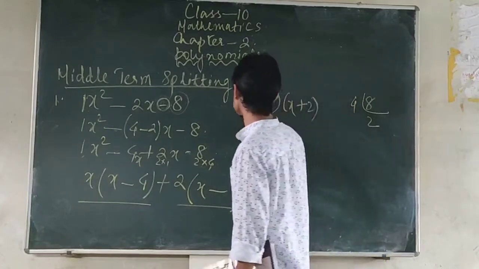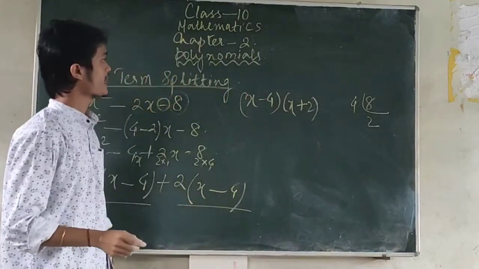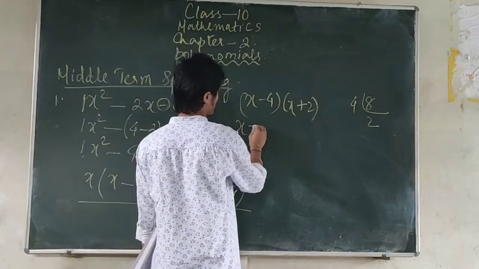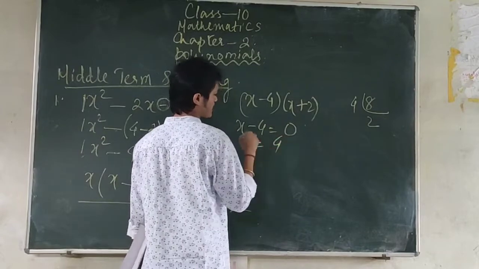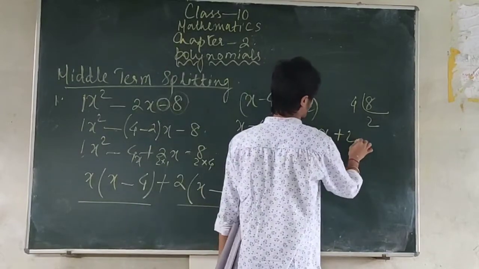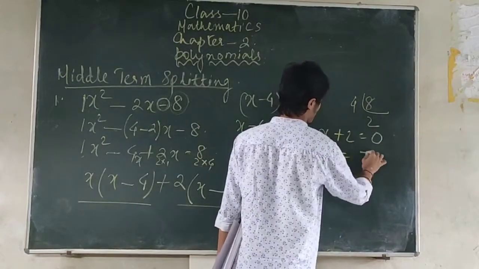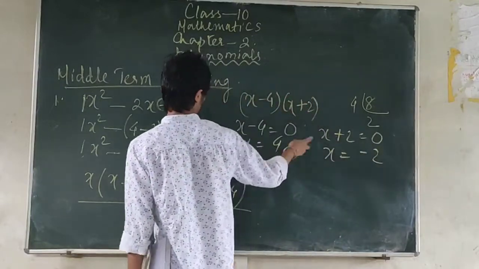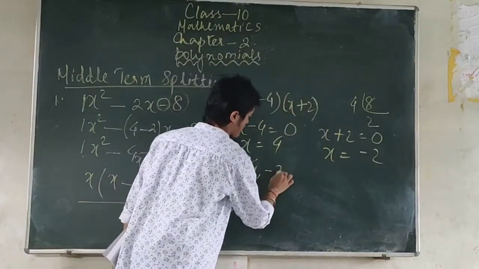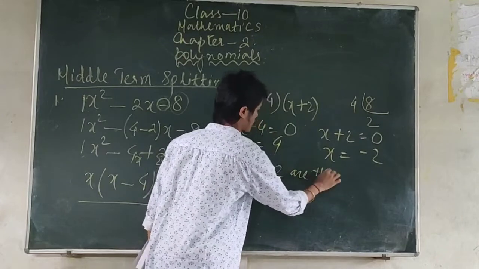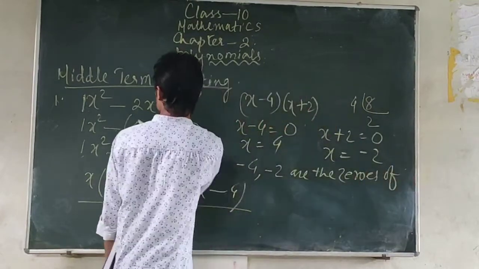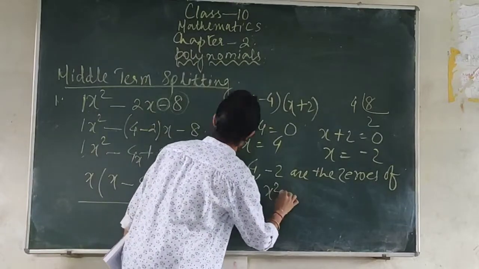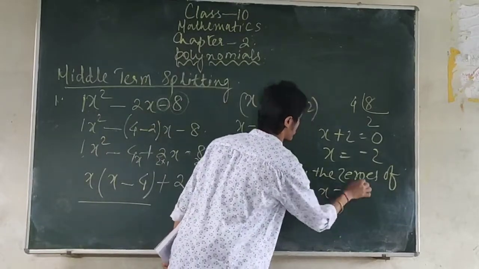So either this x minus 4 equals 0, or x plus 2 equals 0. If x minus 4 is equal to 0, then x equals plus 4, and if x plus 2 is equal to 0, then x equals minus 2. So 4 comma minus 2 are the zeros of the given polynomial, that is x squared minus 2x minus 8.